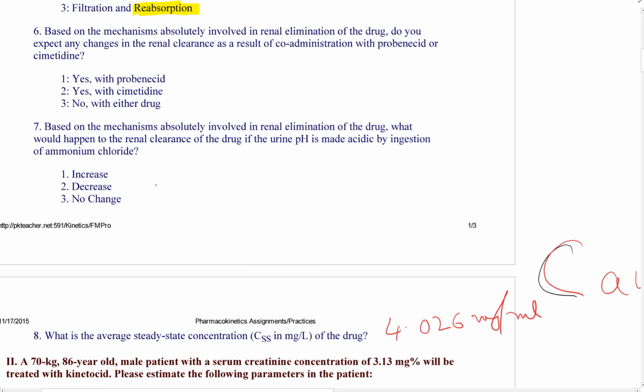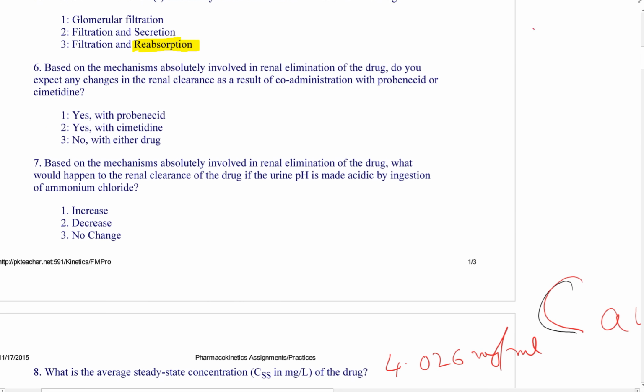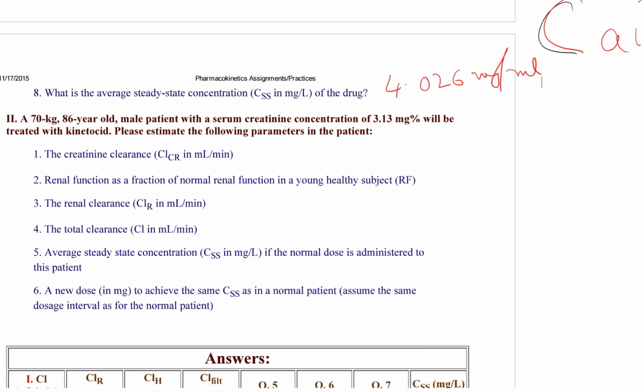So these are the calculations you have to do, and for these two answers you have to go over the notes so you'll better understand how things work. And then part 3: this 70 kilo, 86-year-old male patient with a serum creatinine of this will be treated with this drug. Please estimate the following. First, we have to calculate creatinine clearance. How do we calculate creatinine clearance? You have to remember some of this newer information we have here.